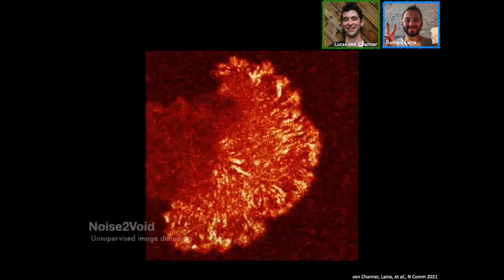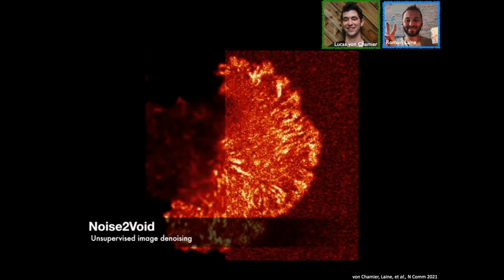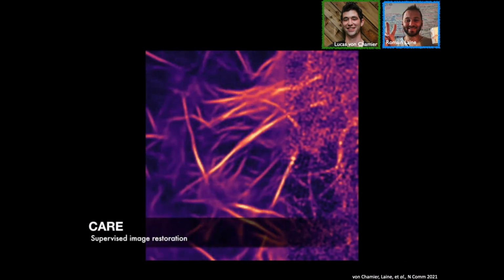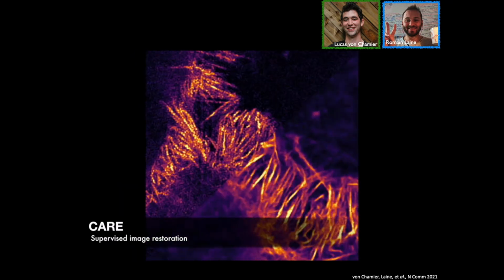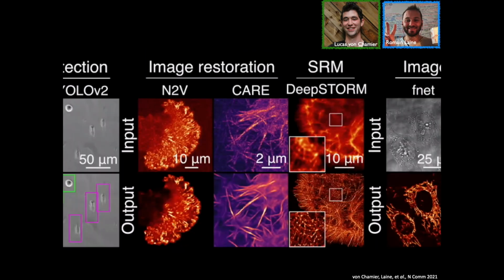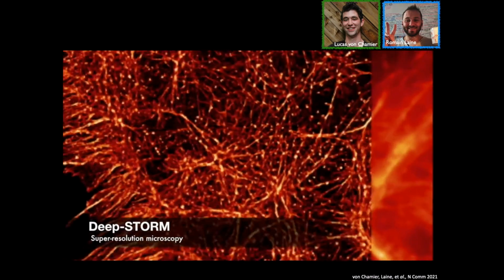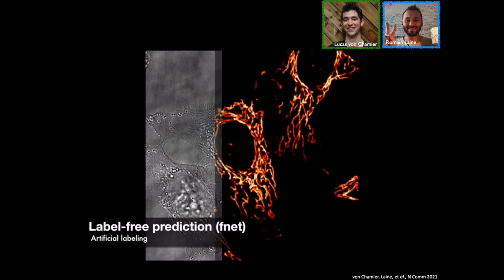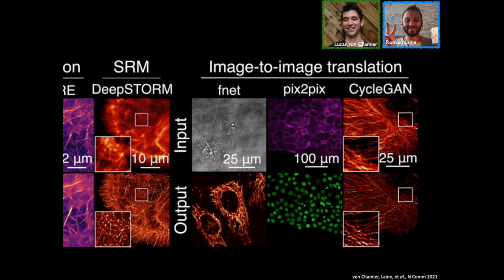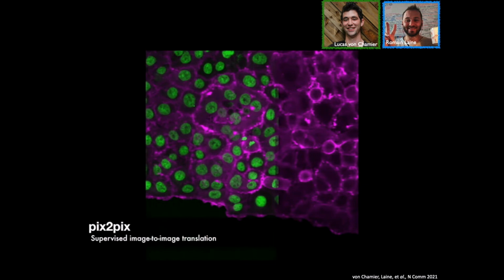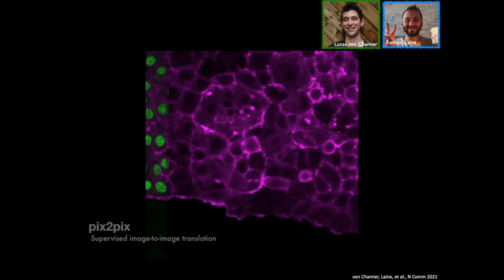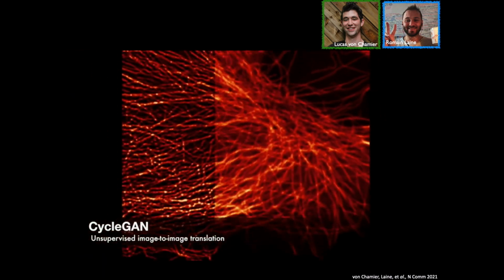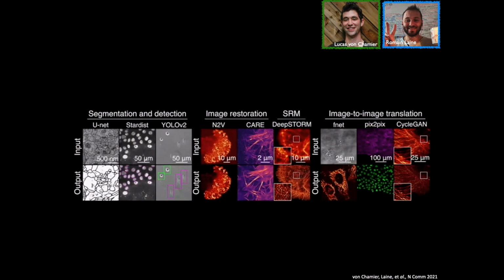In this case, for example, we were phenotyping cells that you had in that field of view. Noise2Void from the Jug lab, which uses the noise in the data. CARE, one of the first machine learning algorithms dedicated to microscopy that works extremely well. DeepSTORM, that's single molecule detection with machine learning. fnet, one of my favorites, where you do cross-modality predictions. In that case, we had a bright field image, and we're able to predict a fluorescence image from that bright field image. CycleGAN, in this case, predicting super-resolution images, for example.